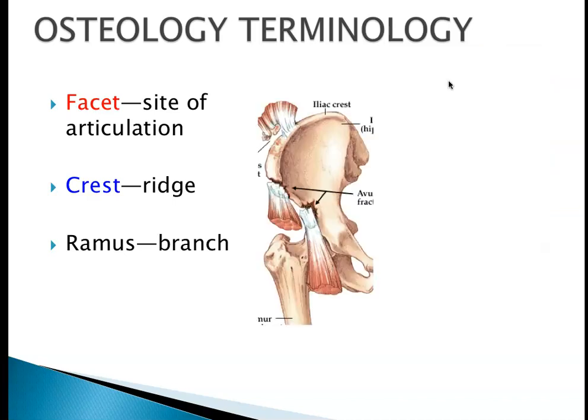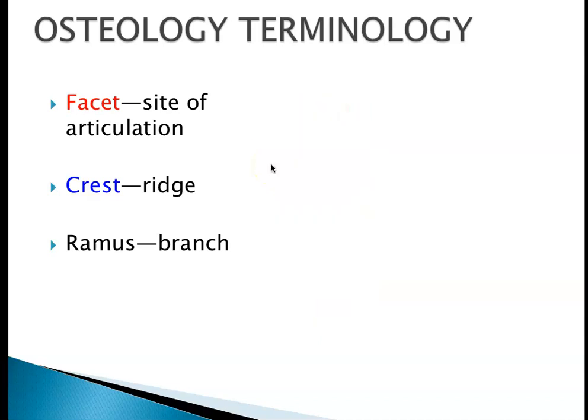Our next term is crest, and if you put your hands on your hips, that would be the iliac crest that you are feeling over there. So this is our hip bone. Look, here's our femur here, right? If you put your hands on your hips, you'll feel a bony ridge there, and that is your iliac crest.